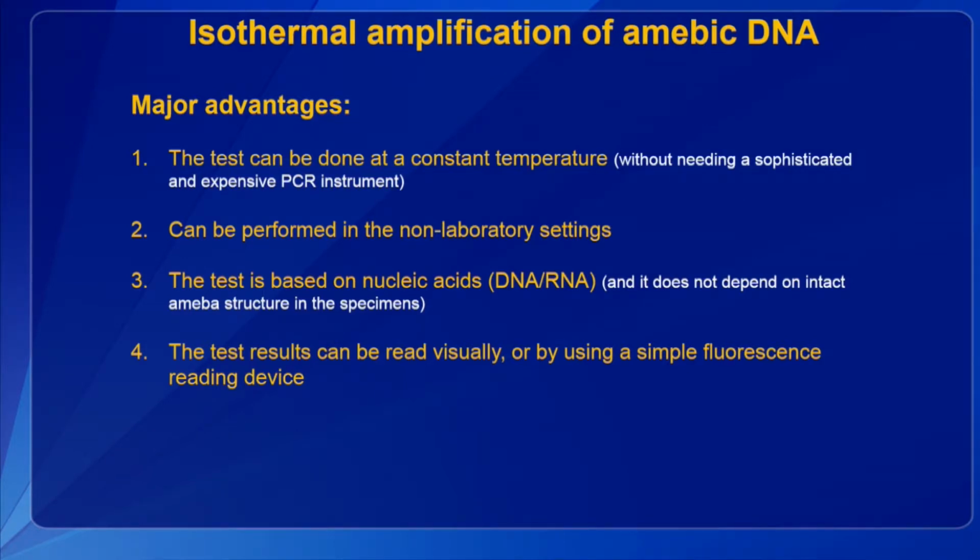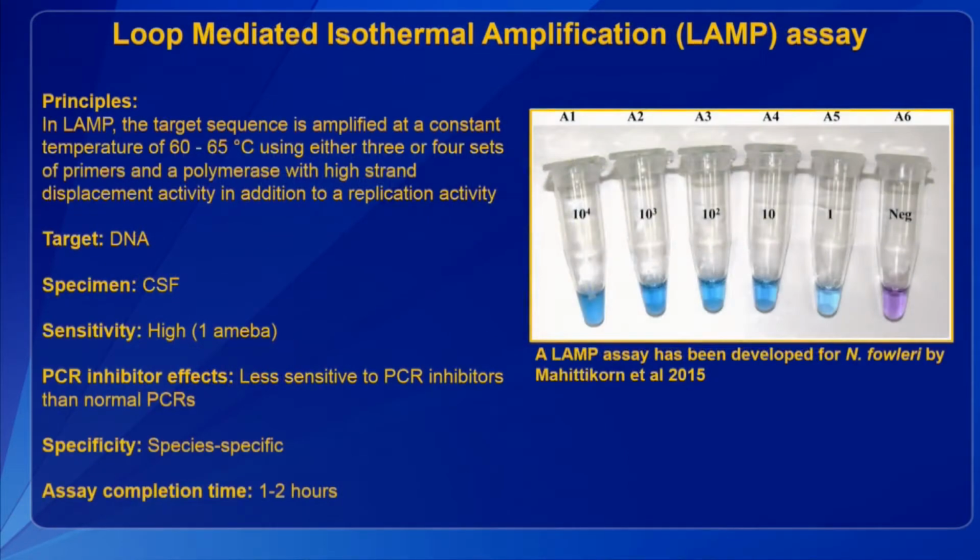And because the test is based on nucleic acid, it will not require intact amoeba structure. And the result can be read visually. One such isothermal amplification is the loop-mediated isothermal amplification assay, or LAMP assay. And one has been developed for Naegleria fowleri. The target is DNA, and the specimen is CSF.